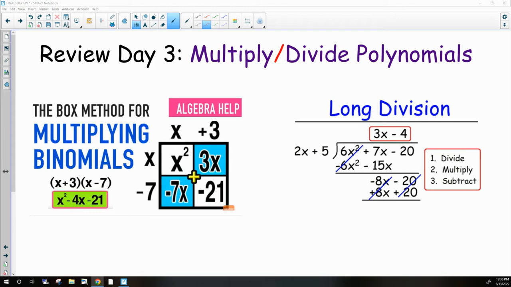Okay, but today we're on the second page of the packet, multiplying and dividing. This is the second topic on your final. There is both a multiplying question and a dividing question. We're going to start with multiplying, which uses the box method.